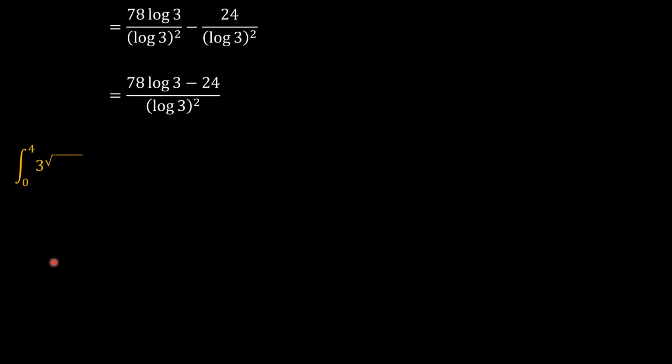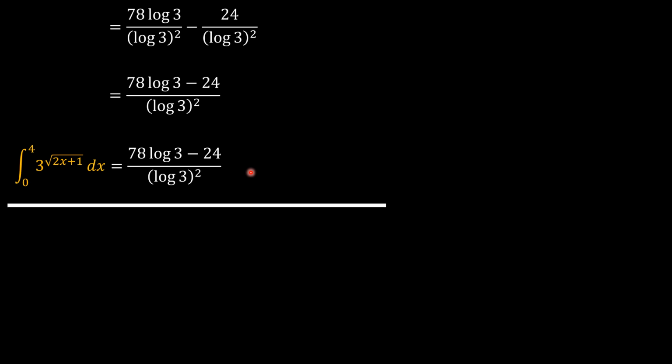Therefore, the way we could express it in the final succinct way is that the integral from x equals 0 to x equals 4 of 3 to the power square root of 2x plus 1 equals 78 log 3, that's natural log of 3, minus 24, all divided by the square of log 3. And that is our final answer.